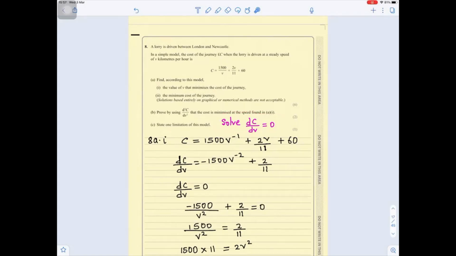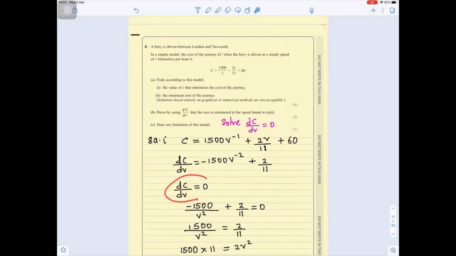So we write C as 1,500, take the V to the top. It becomes V to the minus 1, plus 2V over 11, plus 60. We differentiate dC over dV because it is C with respect to V, the differential of the cost with respect to V. So you differentiate V to the minus 1. Minus 1 comes to the front, so it's times minus 1, subtract 1. So it becomes minus 1,500 V to the minus 2, plus the differential of 2 over 11 V, which is just 2 over 11. The differential of 60 is 0.